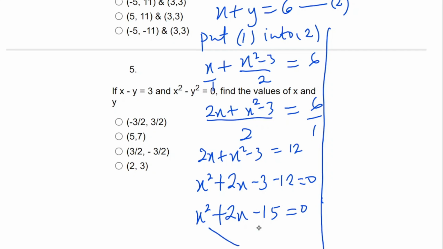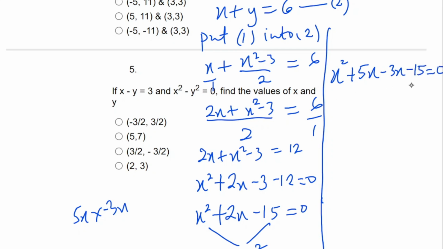This multiplied by this will give us minus 15x squared. So two numbers that we can multiply together to give us minus 15x squared are 5 and 3, and when you subtract, to give you what? Plus 2. So that means we're going to have 5x times 3x. This one will be minus because this is plus. So in that case, we're going to replace it to be x squared plus 5x minus 3x minus 15 equals 0. So find what is common, which is x.